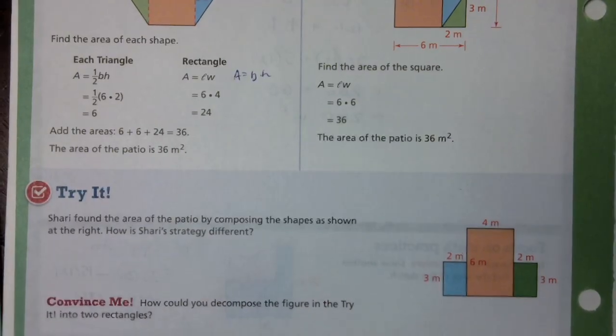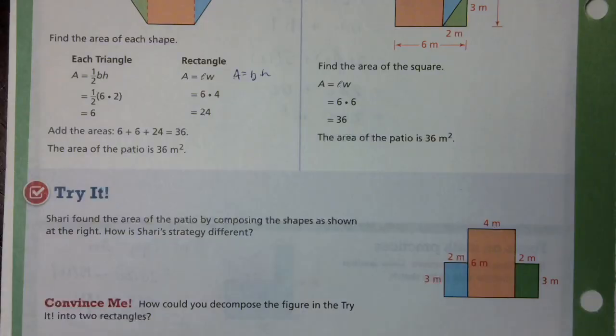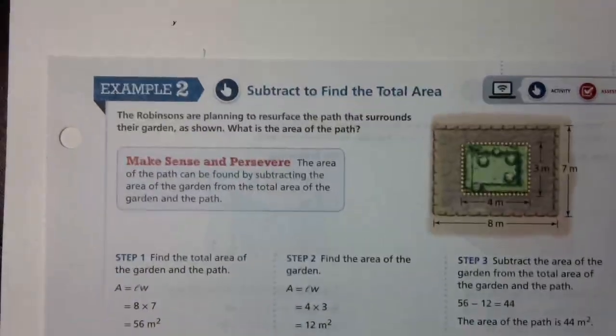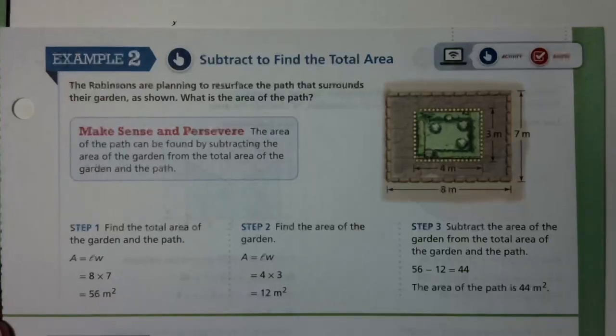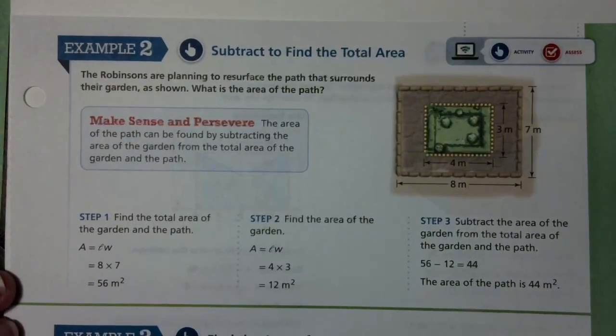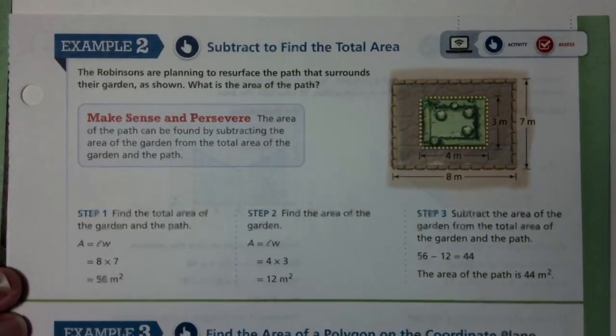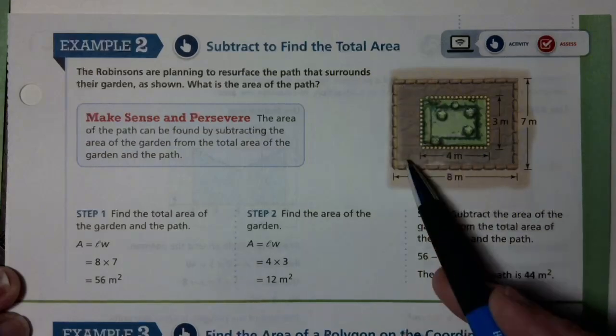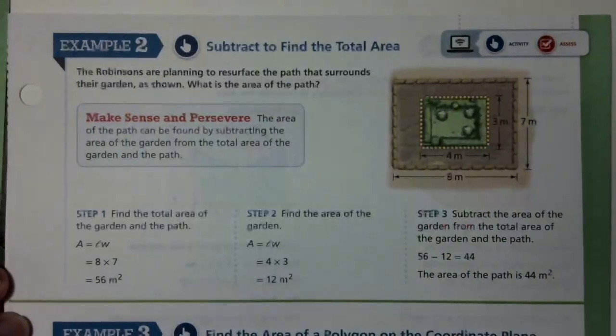Okay? Please go to page 421. Example 2. The Robinsons are planning to resurface the path that surrounds their garden as shown. What's the area of the path? So we just want to know the path, the brown path.